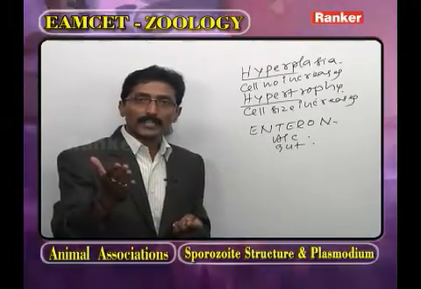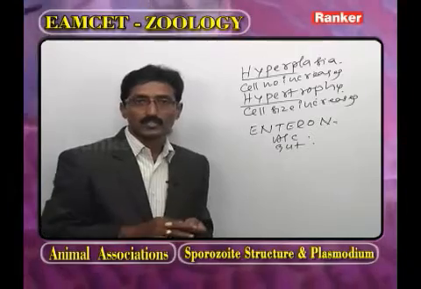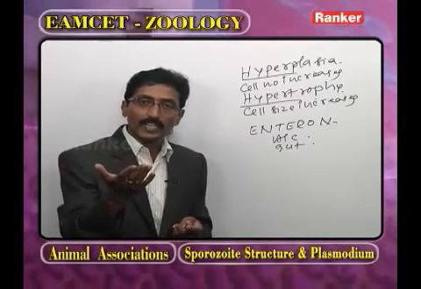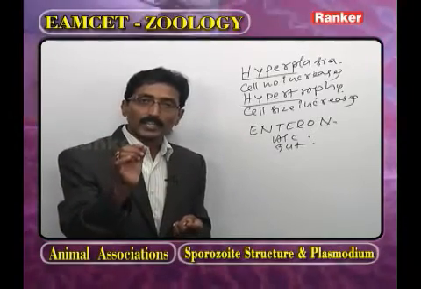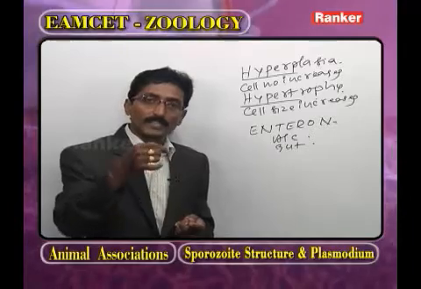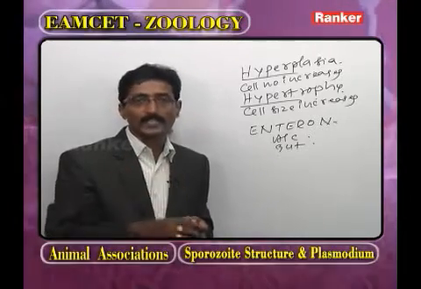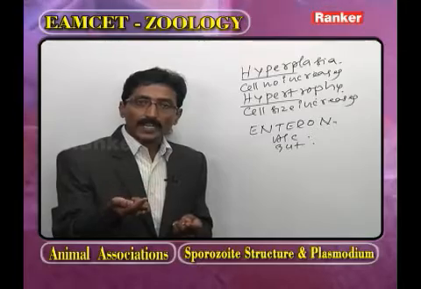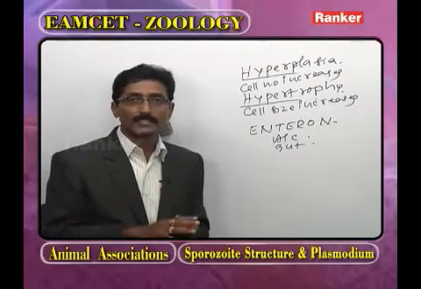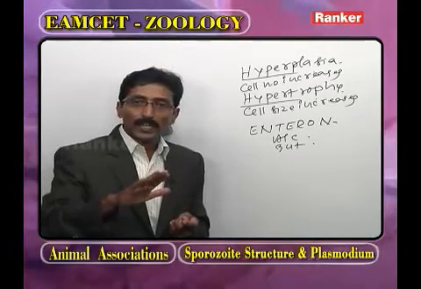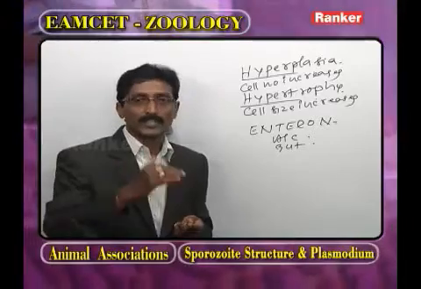What about the endoparasite? A parasite inside the host. What are the classifications of endoparasite? One is intra, a parasite inside the cell. One is inter, a parasite outside the cell. Coelozoic, a parasite inside the cavities. Hyperparasite, where one parasite lives on another parasite.